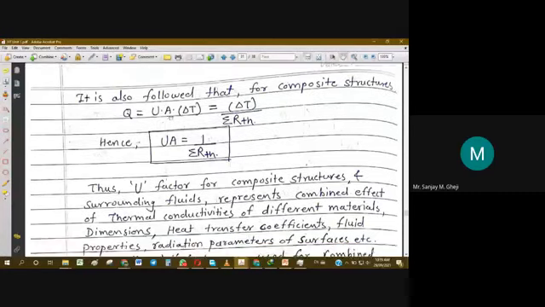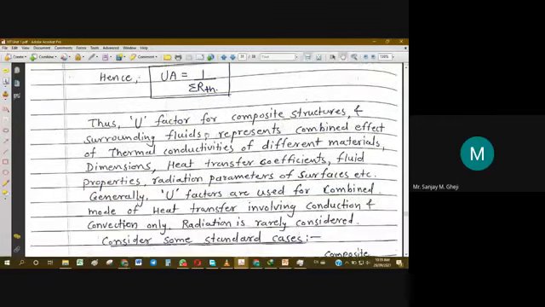So from this we can get the relation for UA. So UA is equal to 1 upon summation R thermal. So the product of U into A is always equal to the reciprocal of thermal resistance, or vice versa. So summation thermal resistance is equal to 1 upon UA also.